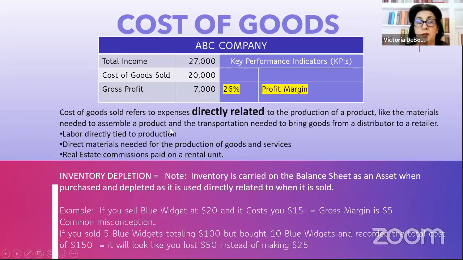So what is cost of goods? Cost of goods refers to expenses that are directly related to the production of the product, like materials needed to assemble it, the transportation needed to bring the goods from the distributor to the retailer, labor that is specifically tied to producing that product, so pretty much in manufacturing, any direct materials or raw materials needed in the production of the goods and services. Another good example is in rental real estate. If you're renting something out and you have to pay a commission to a broker for that rental, that's a direct cost of that rental. So that's a cost of goods.